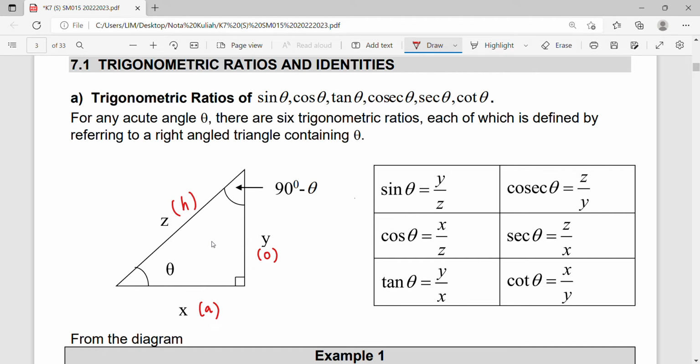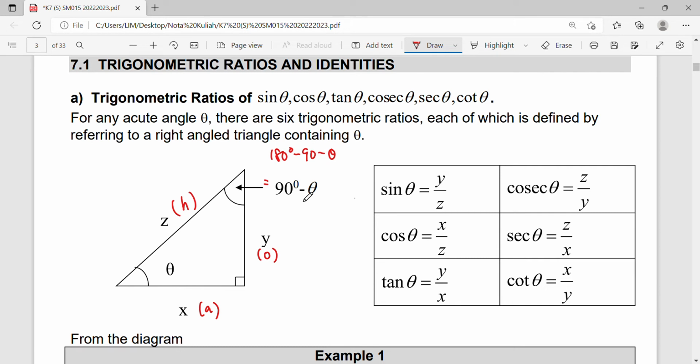So when you have a theta here, the other angle here will be 90 minus theta. Why 90 minus theta? Because in a triangle, we have 180, minus one of the angles which is 90, and then minus this angle which is theta. So the angle at this vertex will be 90 minus theta.